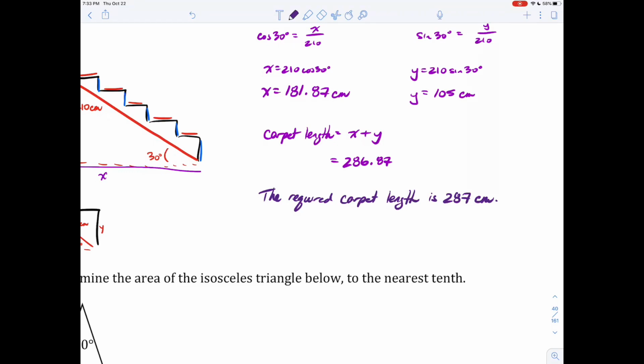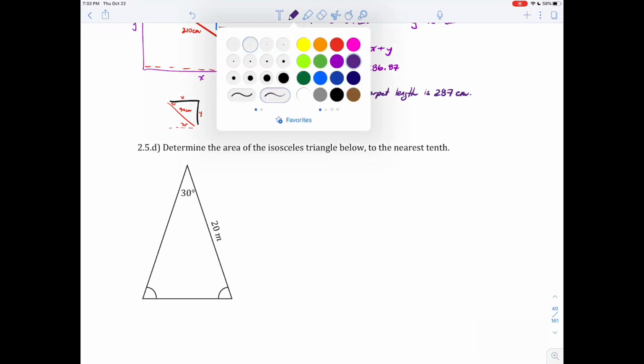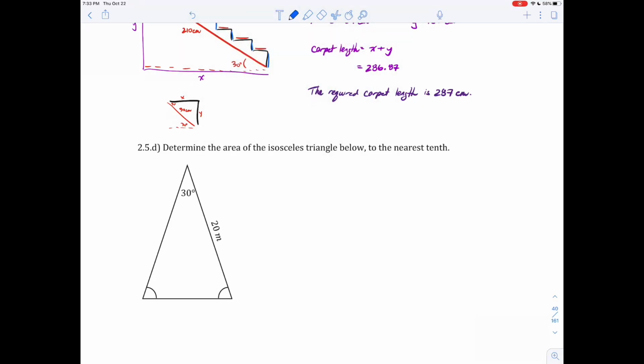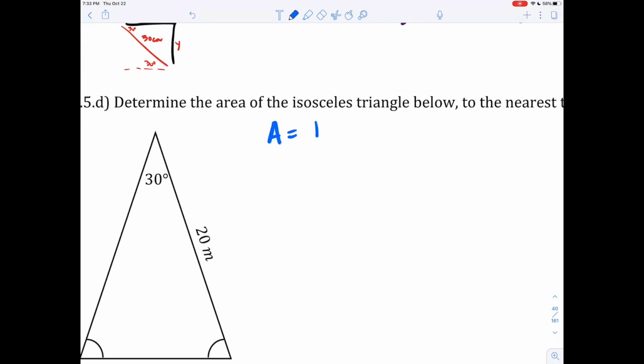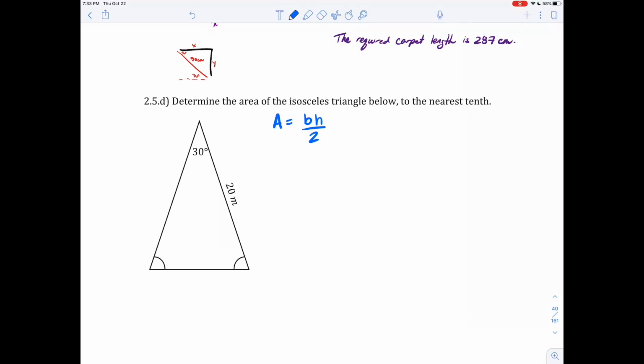Thanks, students. Alright, last but not least, we want to determine the area of the isosceles triangle below, and we want to express our answer to the nearest tenth. Now, when we are looking for the area of any triangle, we know that the formula is the length of the base times the length of the height divided by 2. Or you could say 1/2 base times height.